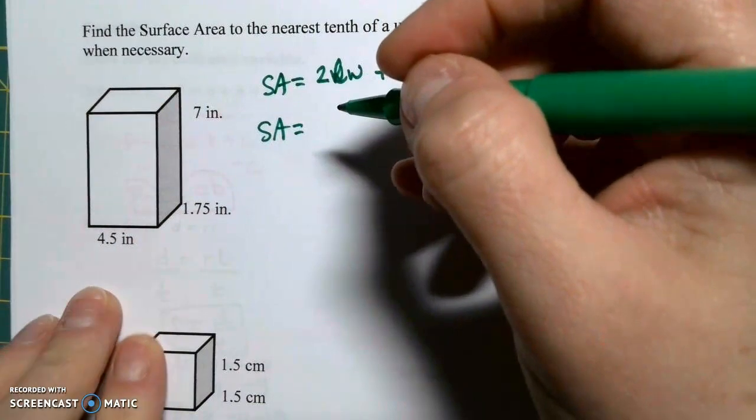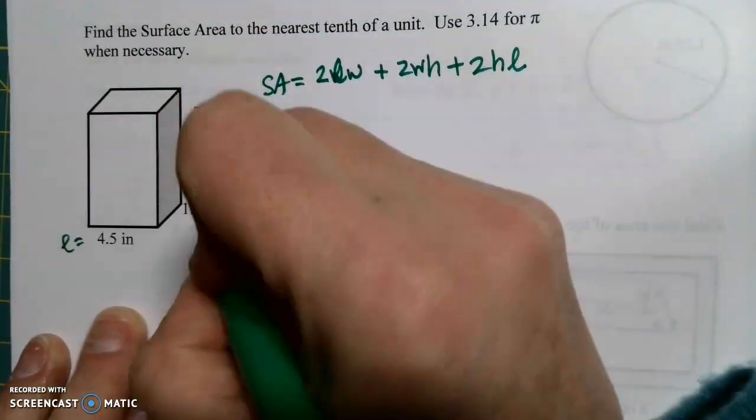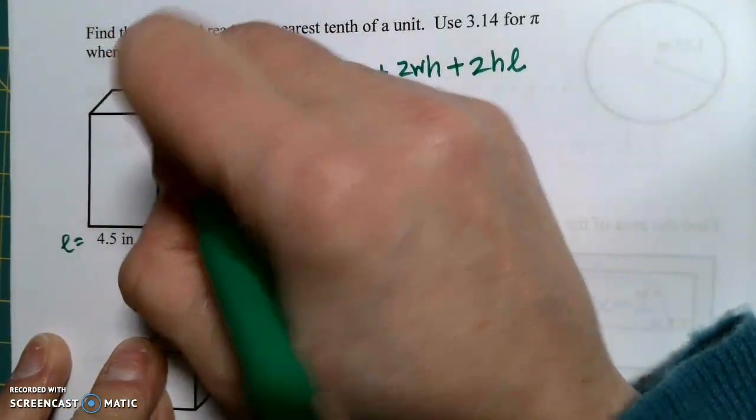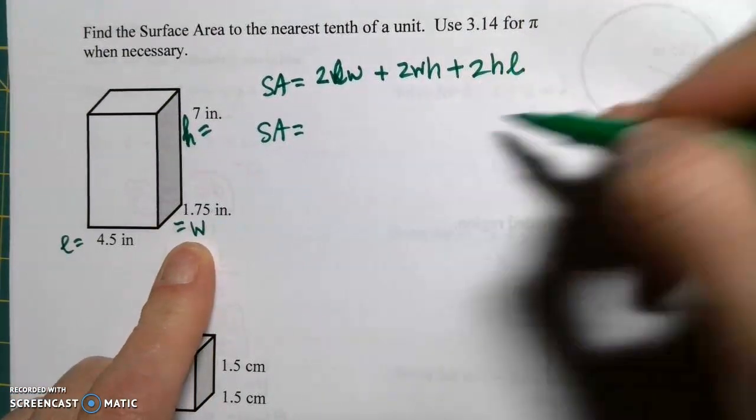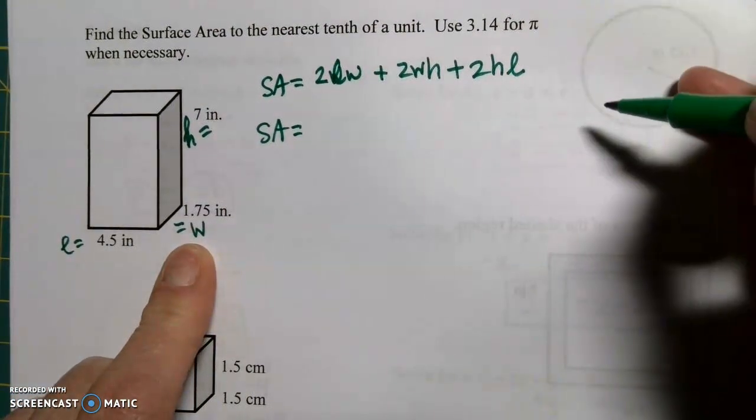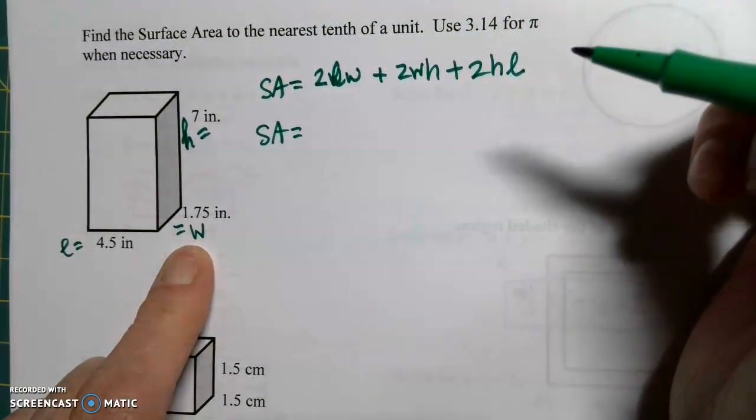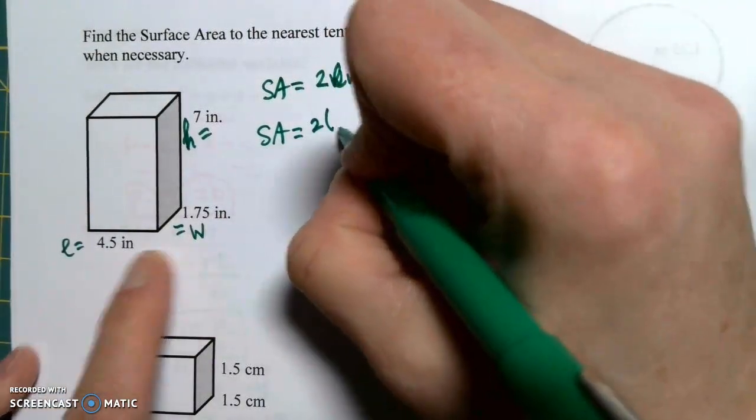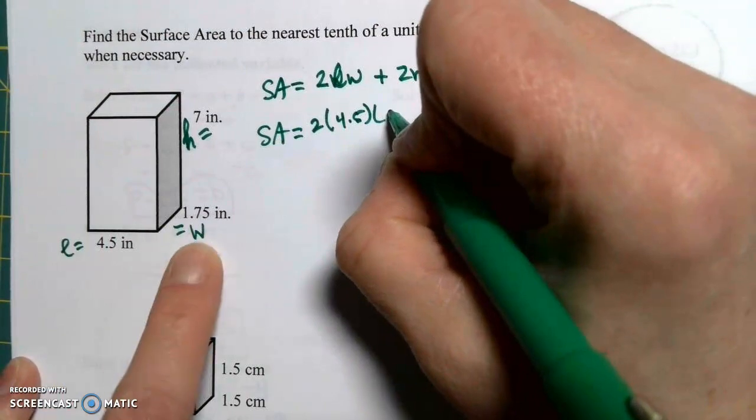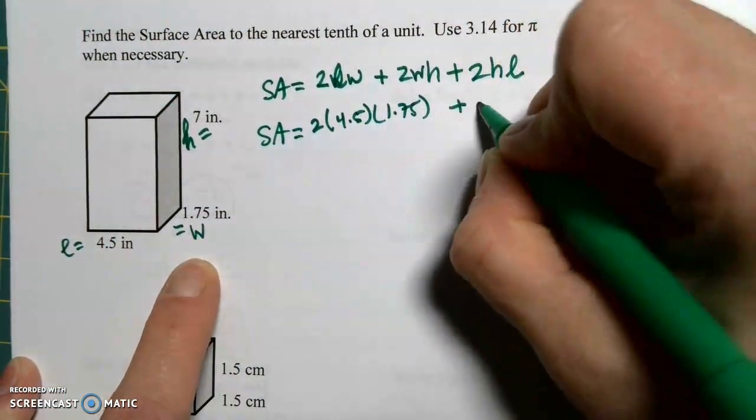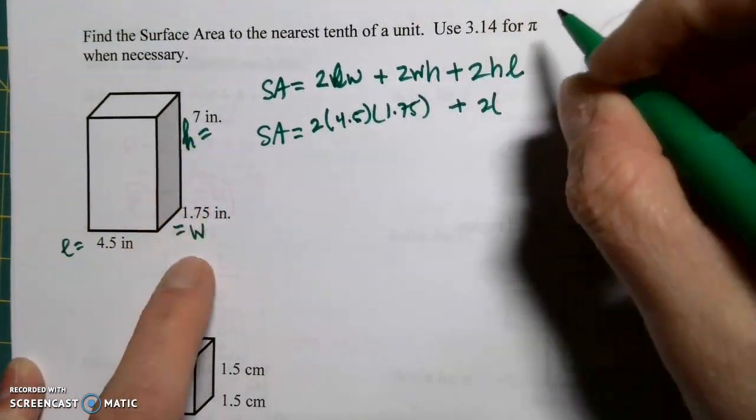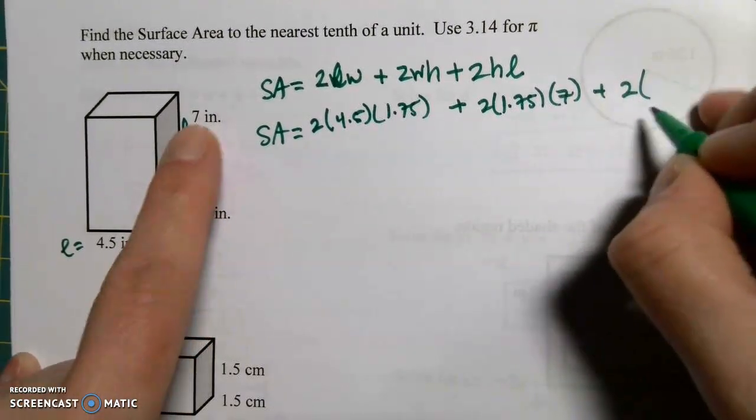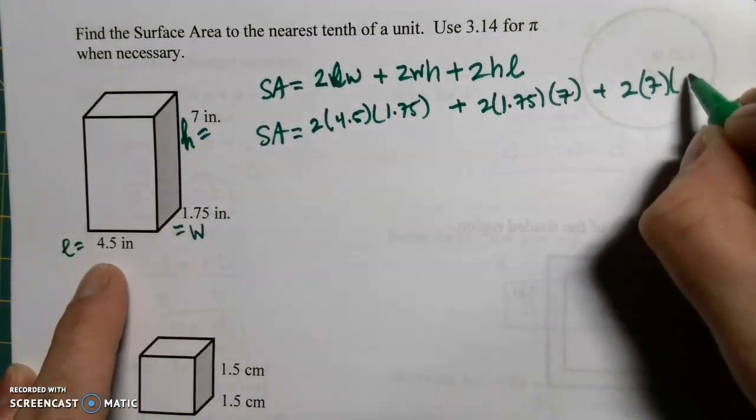All right, so I will identify this as the length, this as the width, and then this one as the height. It really doesn't make a difference as long as you are consistent throughout your formula, because of the way that we find the surface area for the rectangular prism, the box. All right, so 4.5 times 1.75, 2 of those. And then 2 with width and height, so I'll take the 1.75 and the 7. And then 2 with the height, 7, and the length of 4.5.